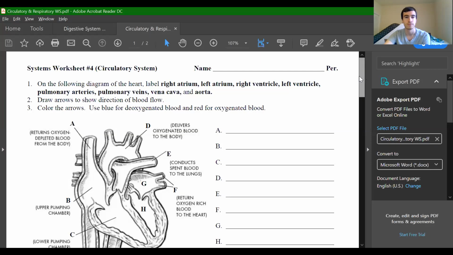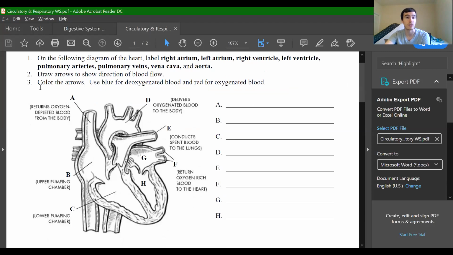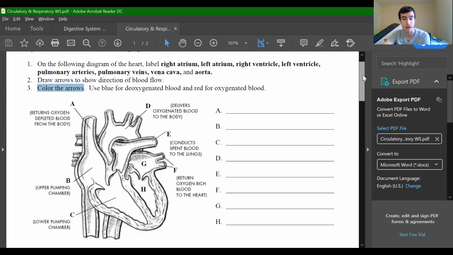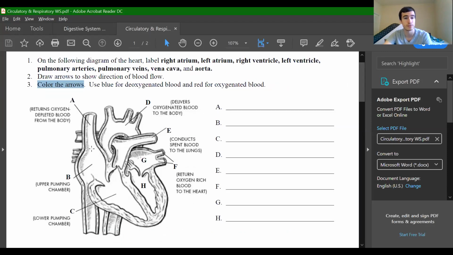So for the worksheet that you guys are going to work on for the circulatory system, it's all about naming and identifying how blood travels through the heart and what the different structures are called and what they do. So it looks something like this. Here we go. There we go. So you don't have to do any coloring if you don't want to. Don't worry about doing the coloring. I'm more concerned with the labels.